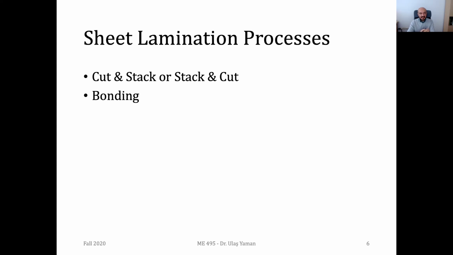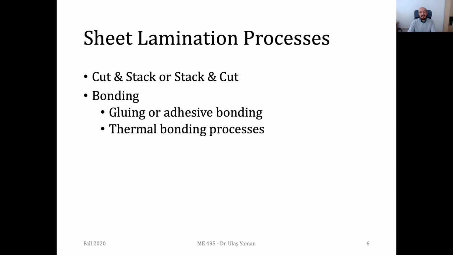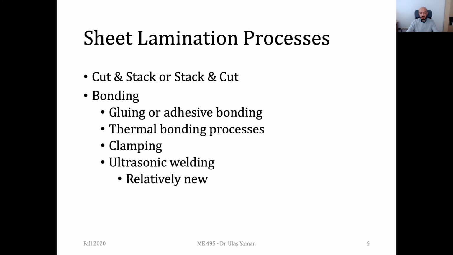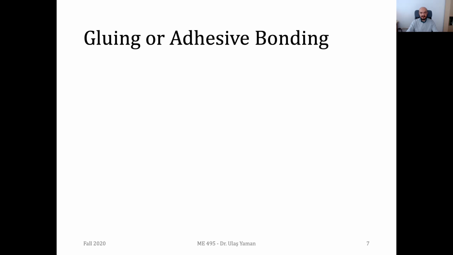And then we'll have some differentiations in terms of bonding. Some processes might be using simple gluing or adhesive. Some might be using thermal energy to bond these layers or sheets together. In some cases, we will have special clamps, mechanical clamping. Toward the end of the chapter, we'll discuss a specific case of bonding operation, in which they are using ultrasonic welding. These sheet metals are joined with the help of ultrasonic operations. It's quite new, and there's just a single company working on ultrasonic welding.